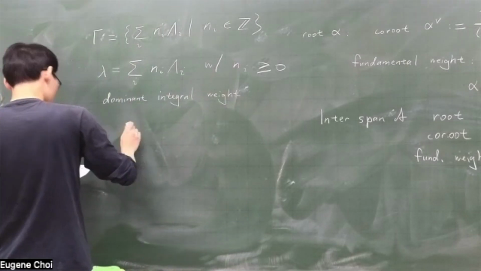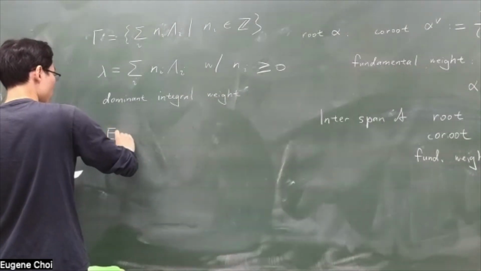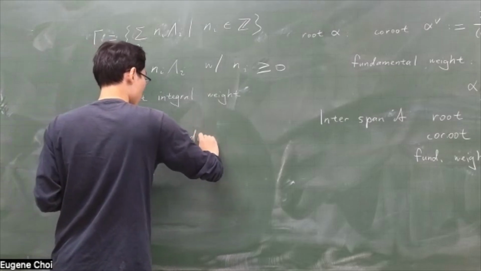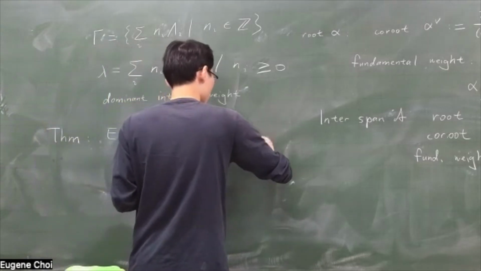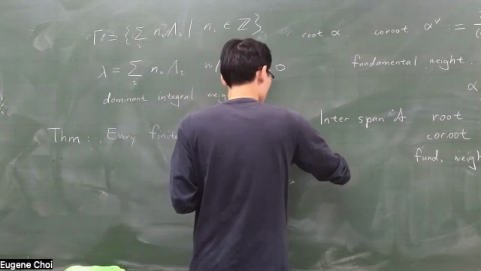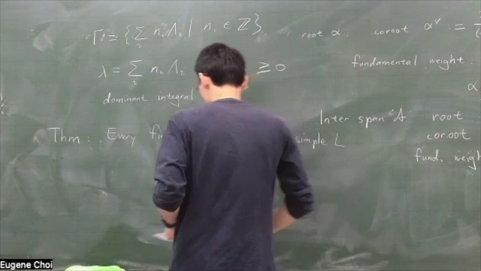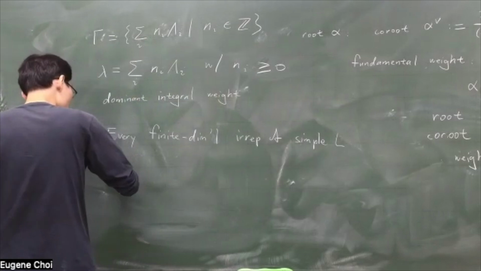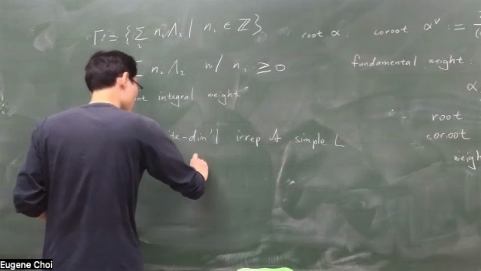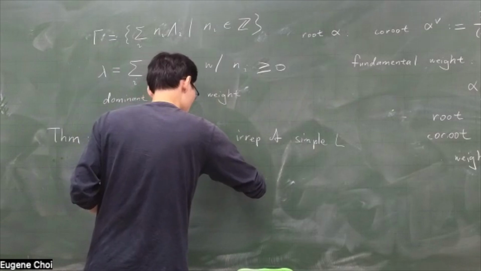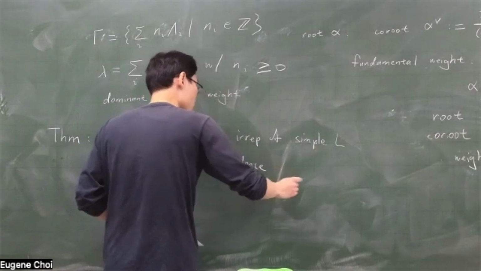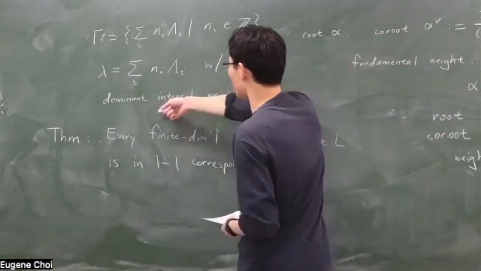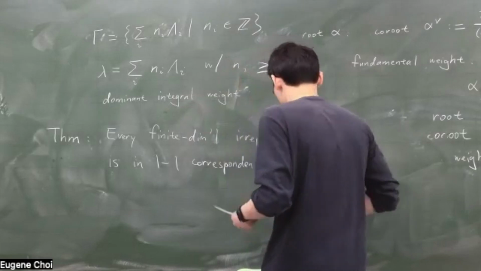And there is a theorem which says that every finite dimensional irrep of a simple Lie algebra is in one-to-one correspondence with this dominant weight, with the lambda, little lambda.